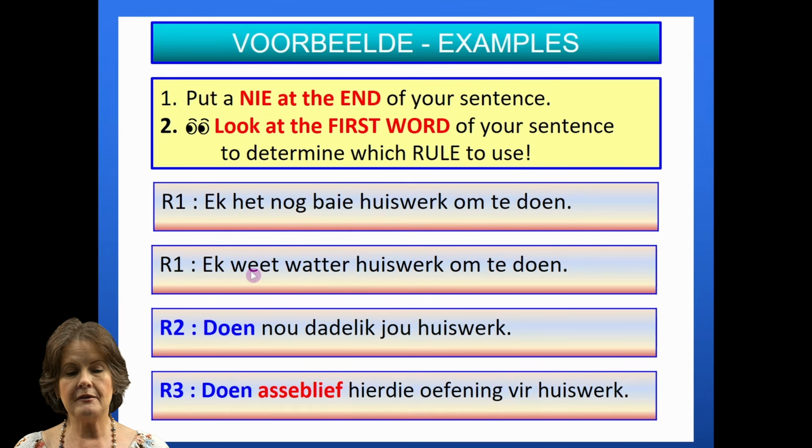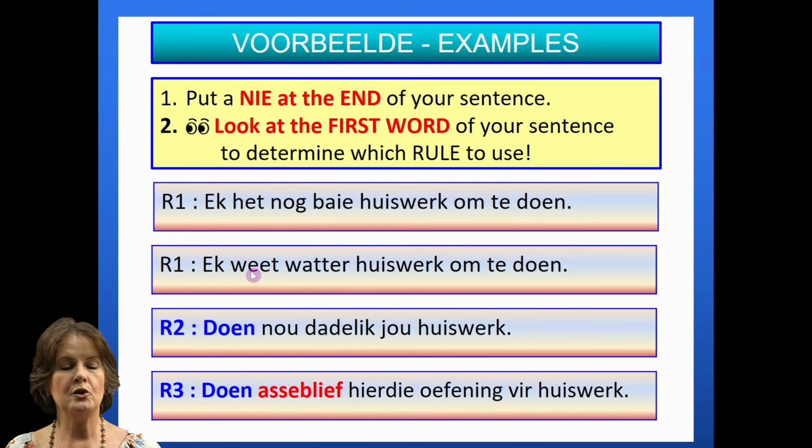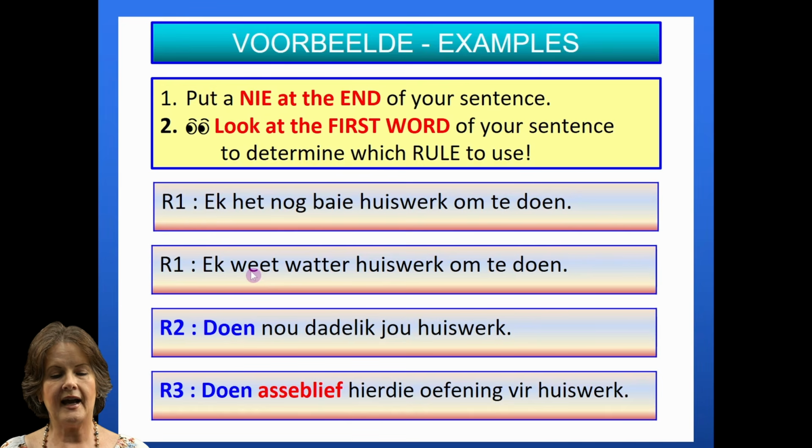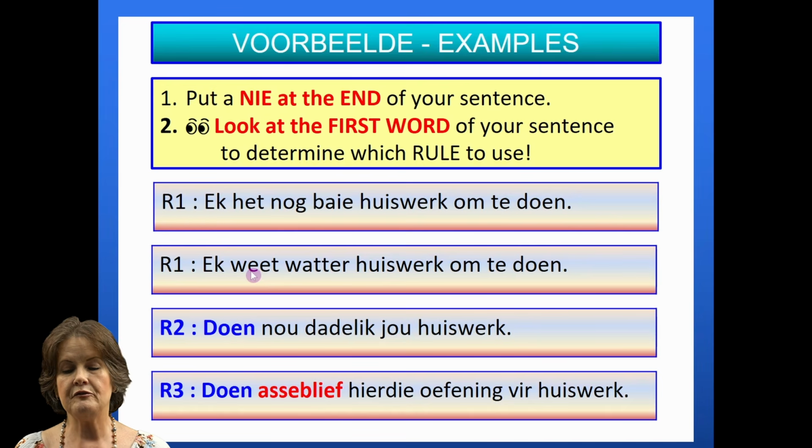If there's a verb in the front, in both cases, rule 2 and rule 3, you've put your nie there, you've put the doen before the nie in both cases, but in this one, the command, you will say moenie nou dadelik jou huiswerk doen nie. And with the last one, you will say moet asseblief nie hierdie oefening vir huiswerk doen nie.